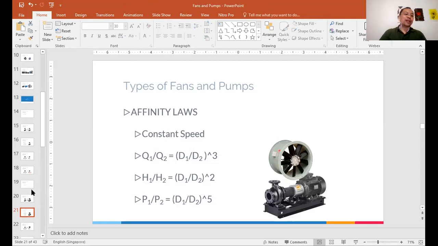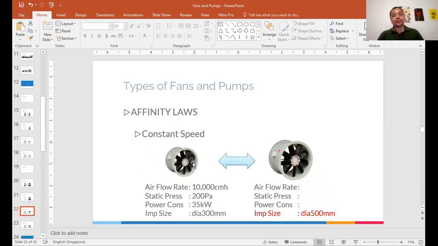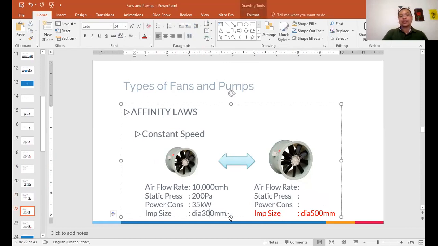Example tayo. Game, parang yung ginawa natin kanina. Meron tayong dalawang unit. We change the size of the unit from 300 diameter impeller size to 500 diameter impeller size. Okay. So this is your D1, 300. This is your D2, 500. Assuming that the speed of the unit, the rotational speed, running at 50 or 60 hertz, will remain the same. So anong kakalabasan no airflow rate natin? What will be the new airflow rate?